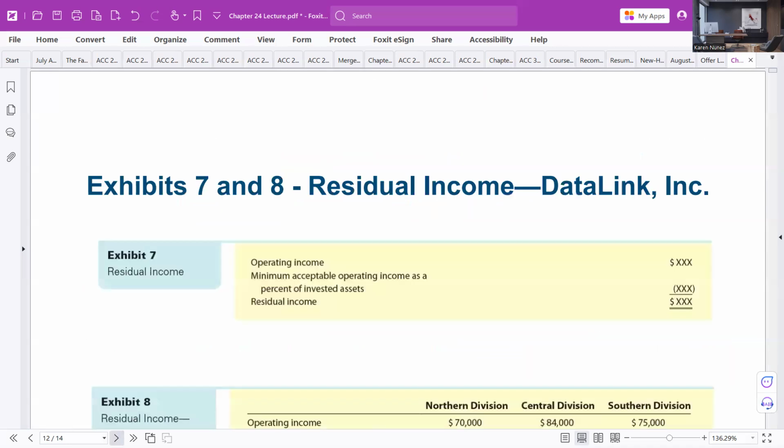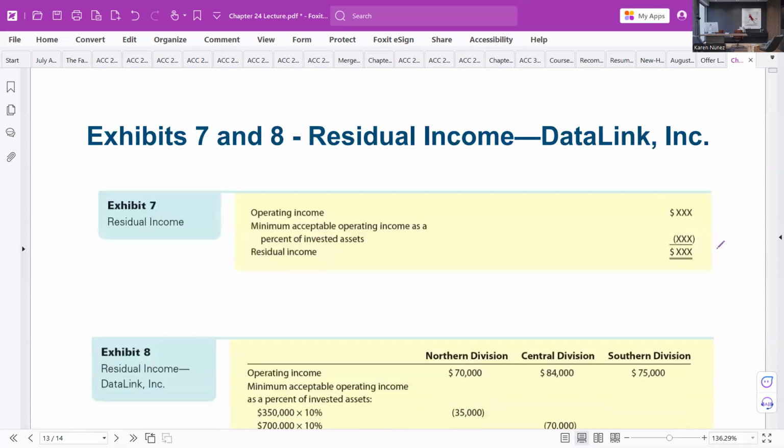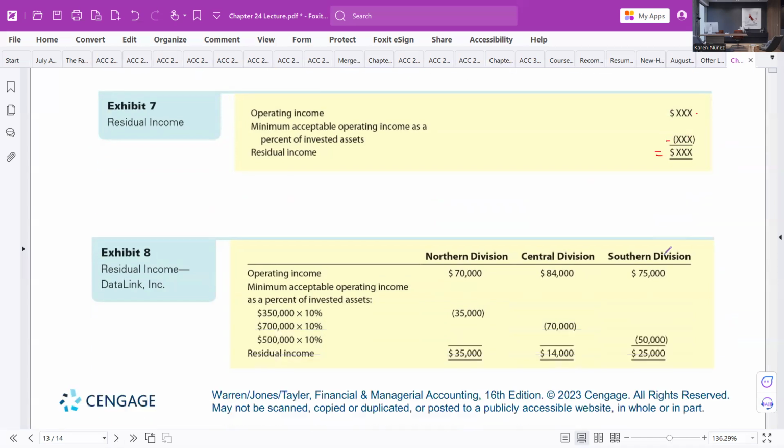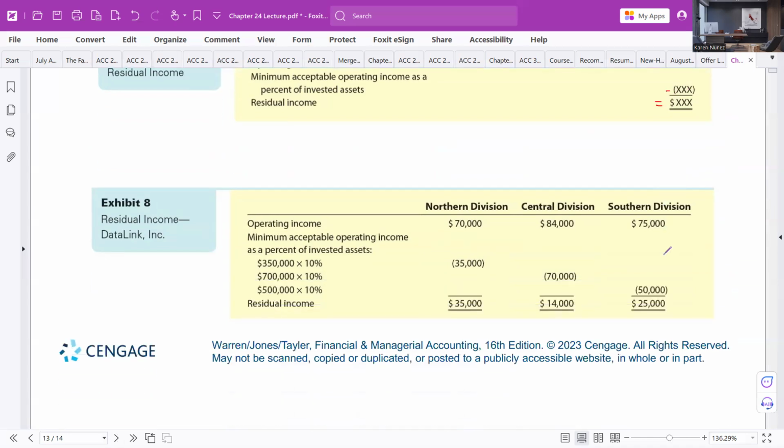If we were to use this residual income measure, it's a very simple calculation: it is the operating income minus some minimum return, which gives us that residual or that excess. So for these three divisions, if we calculate the residual income, we have the basic operating income, and then the minimum return that is required by this company is 10% on the assets. So 10% on the assets for Northern is 35,000, which means they have an excess or a residual income of 35,000. Central Division has an excess of 14,000, and Southern has an excess of 25,000.